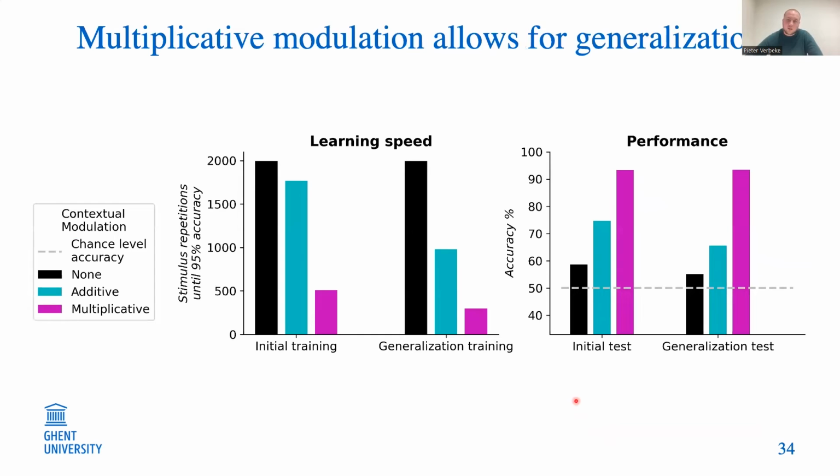And what we see is that indeed, in contrast to no modulation or additive modulation, the multiplicative modulation allows for generalization in the sense that it will learn a lot faster, and it can, especially here, generalize to stimuli that it actually never experienced in that particular context. It reaches an accuracy of like 90%, while it's trained on test data for 95% accuracy. So it has a very good generalization.